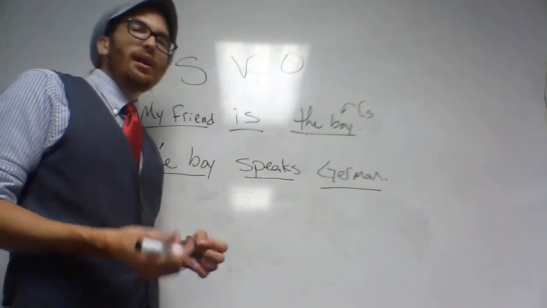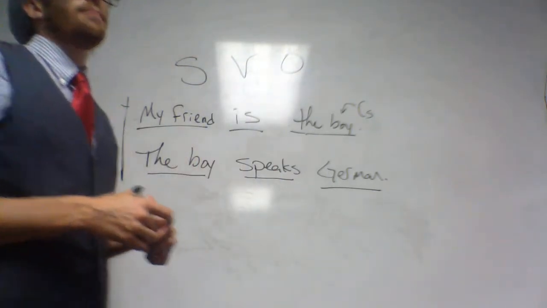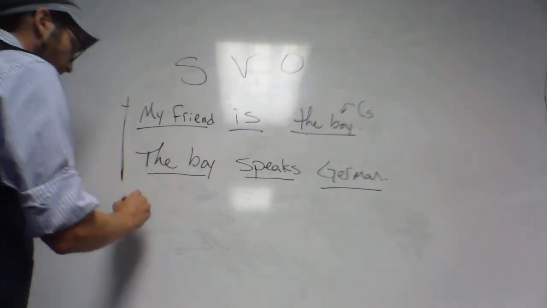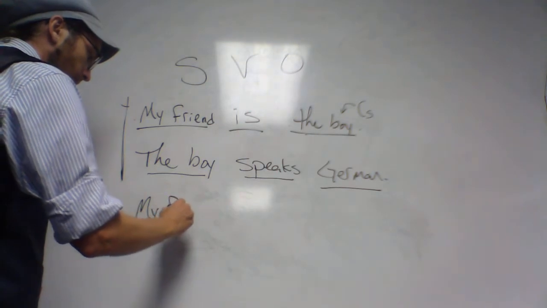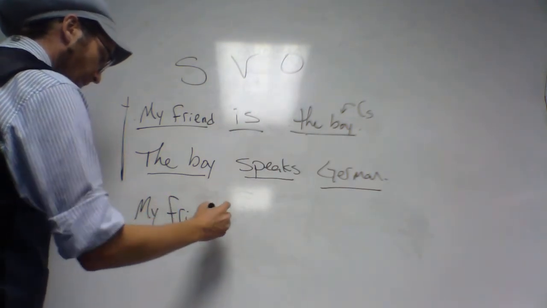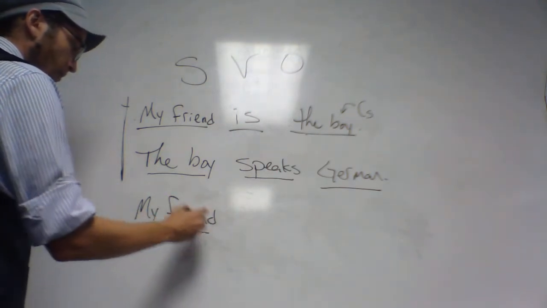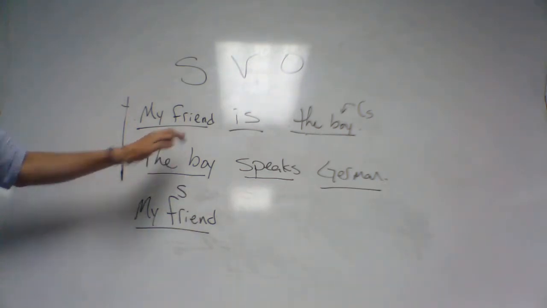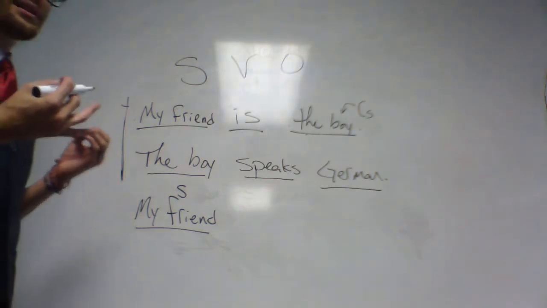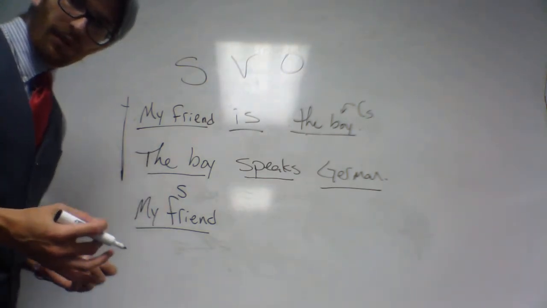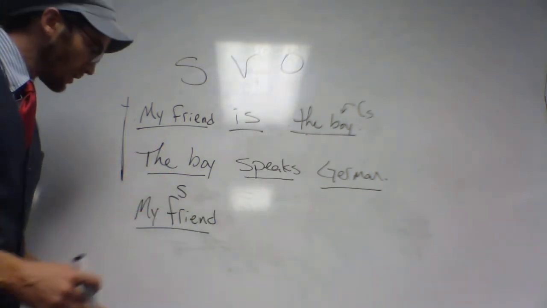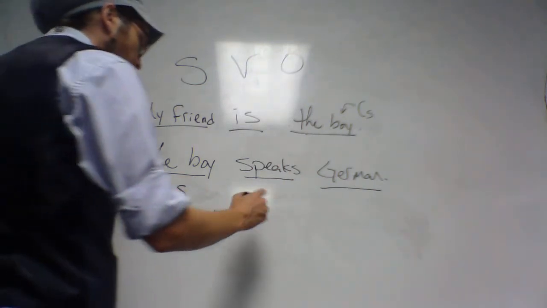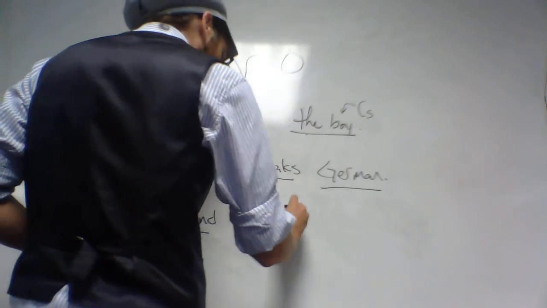Now, how might we modify a direct object? More commonly here, we would begin, my friend, which of course is in our subject position, just as it is up here. We want to come with the full statement though, because we're modifying the direct object. We're not modifying the subject this time. So we'll have the full statement: my friend is the boy.